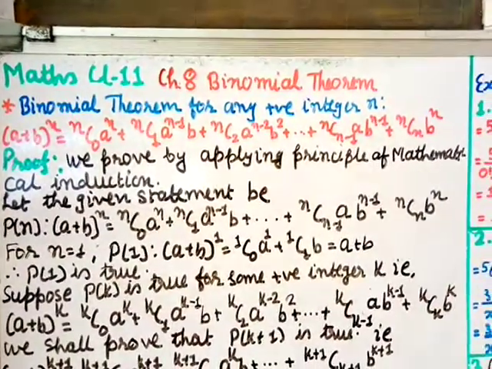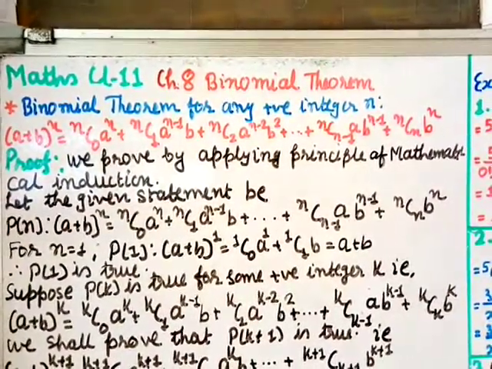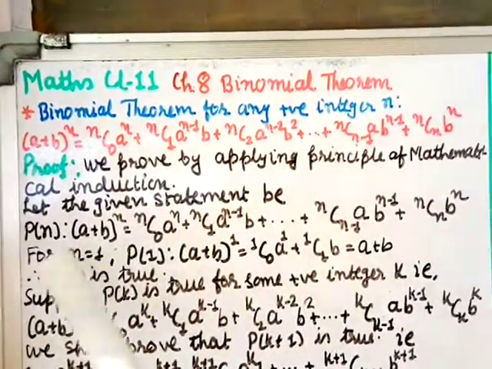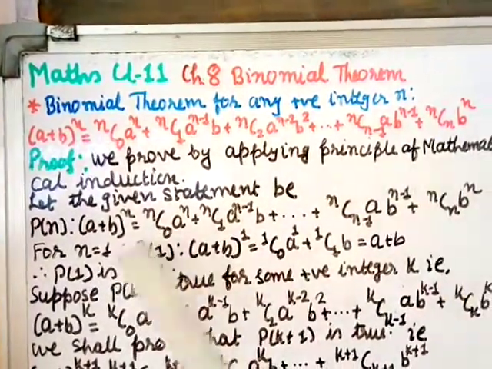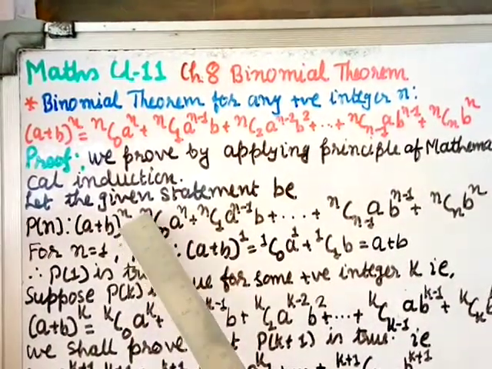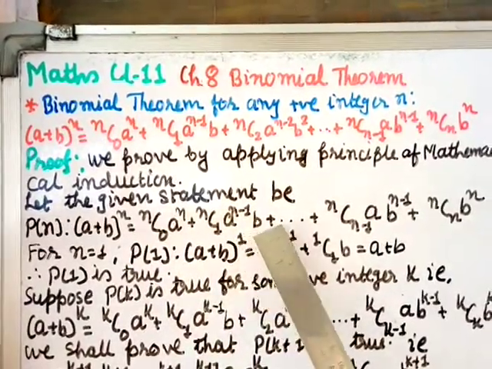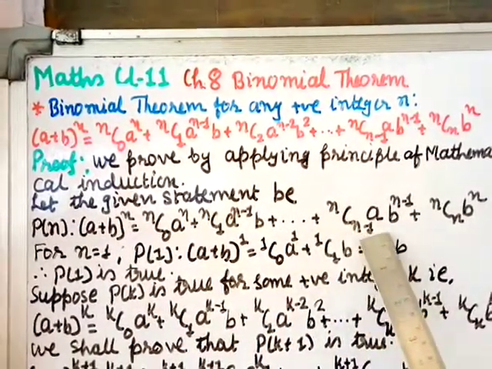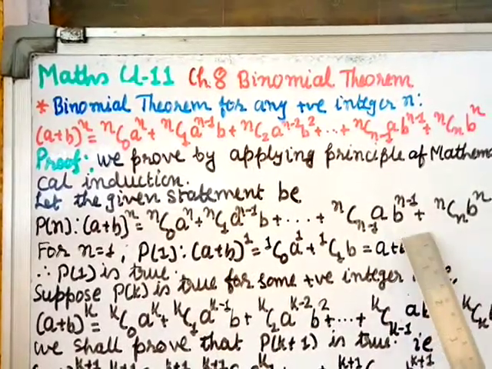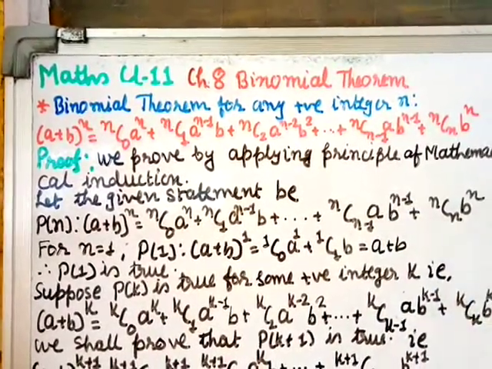We shall prove this by using principle of mathematical induction. Let the given statement be Pn. Call this as Pn. So (a + b)^n = nC0 a^n + nC1 a^(n-1) b + ... + nC(n-1) a b^(n-1) + nCn b^n.